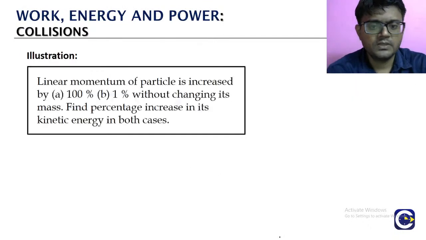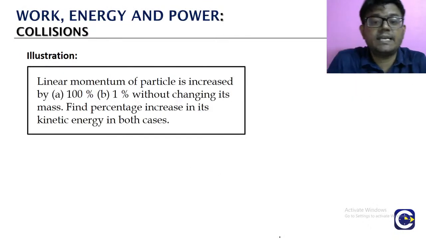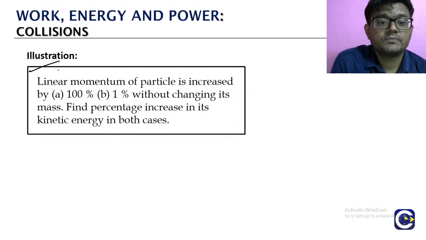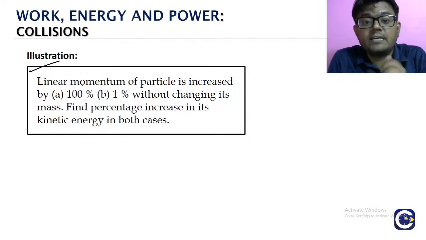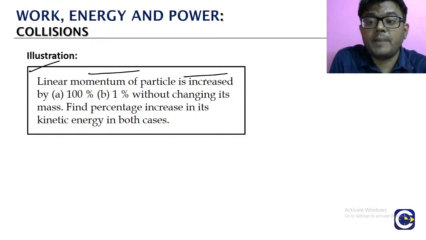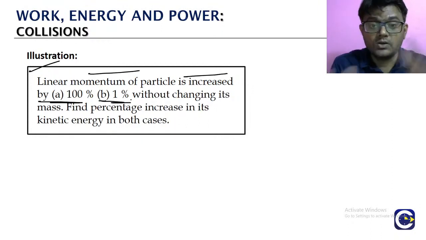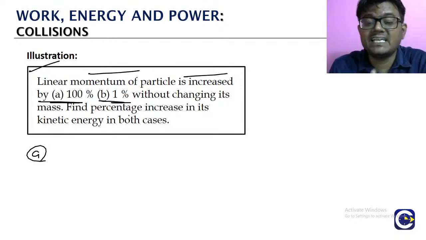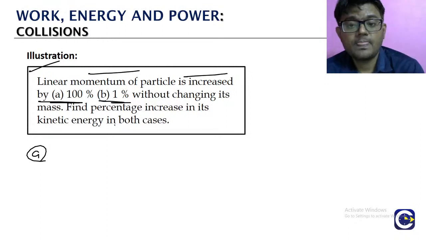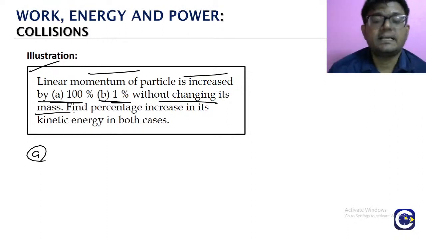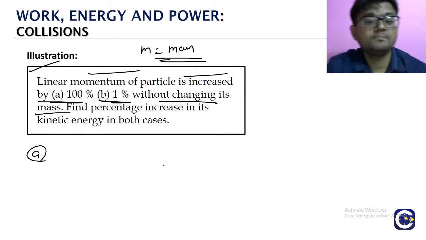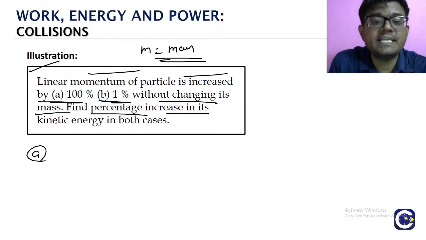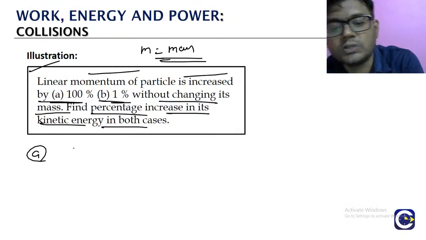Okay. So look at this. Maybe we can expect these kind of questions just based on the relation between the kinetic energy and the linear momentum. Linear momentum of a particle is increased in two cases. First case is what? 100%. Second case, 1%. Without changing its mass. Let us say the mass of the object is M. Find the percentage increase in the kinetic energy in both the cases.